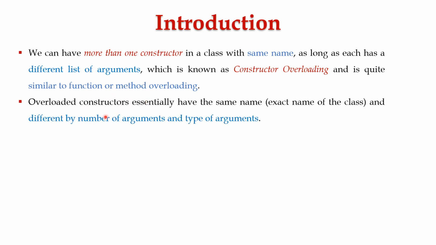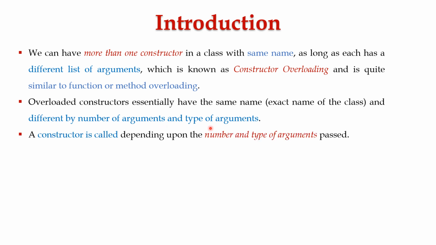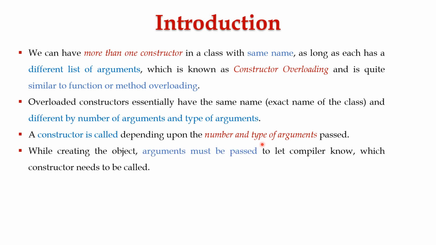Overloaded constructors will have exactly the same name as the name of the class and differ by the number of arguments and type of arguments. The constructor is called depending upon the number and type of the arguments passed. By creating the object, arguments must be passed to let the compiler know which constructor needs to be called.